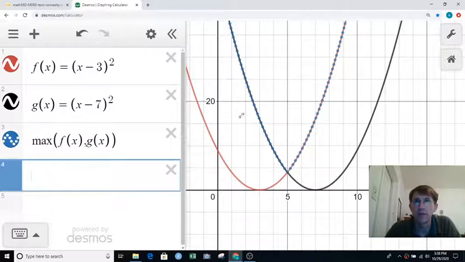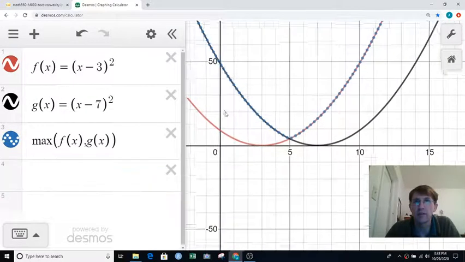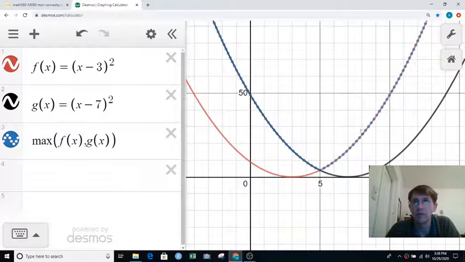So is that a convex function? That blue dotted function there, convex? Sure looks like it. Does this prove that the max is always convex for two convex functions? No, it's just a single example. Could you use the definition of convex function to prove that the max is convex?